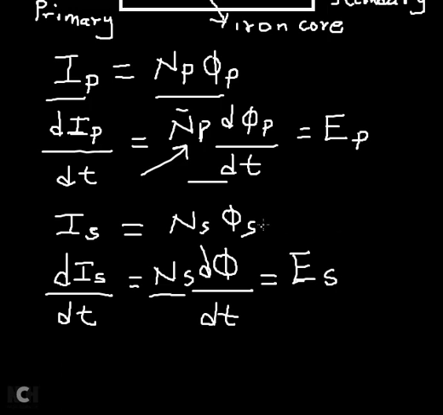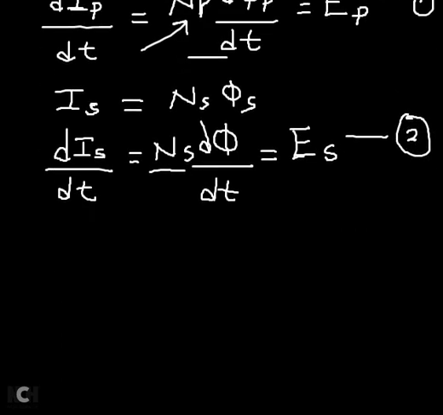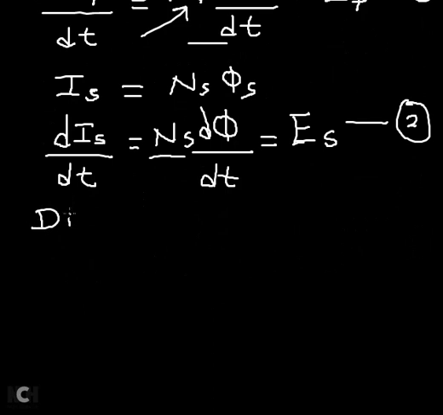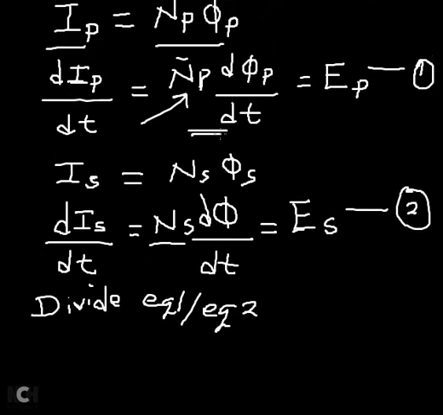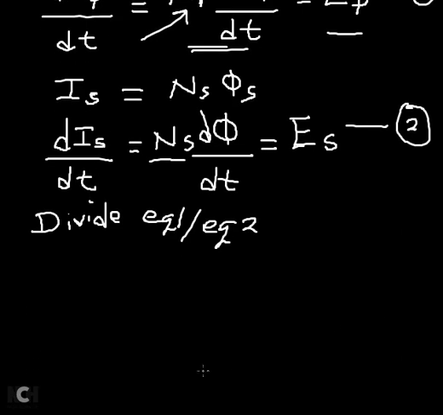So now I have two equations, equation one and equation two. I'm going to divide equation one by equation two. Of course, I'm interested in the left hand side and right hand side, the change in flux with respect to time. So let's flow with that.